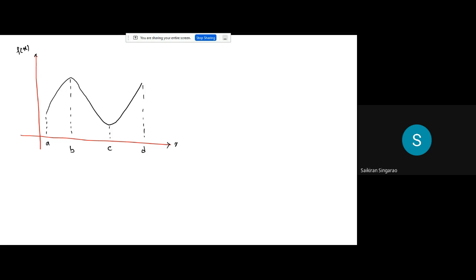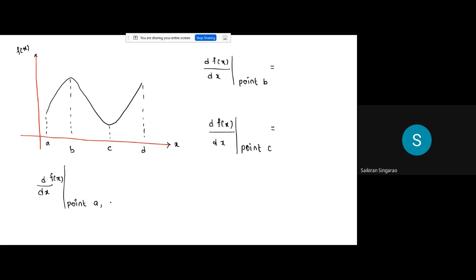What would be d f of x divided by dx at point B? Can anyone tell me this? What will be d f of x by dx at point C? What will be d by dx of f of x at point A and point D? Can you tell me this one, sir?